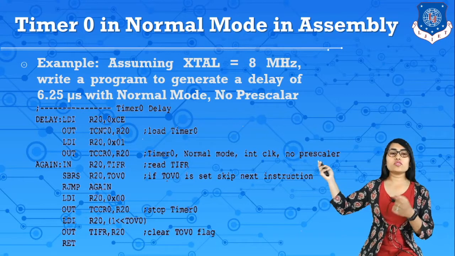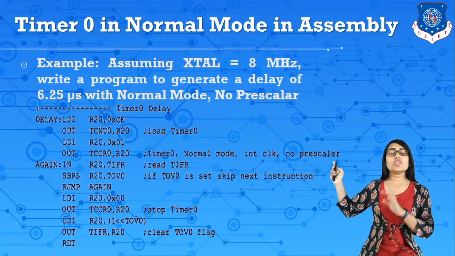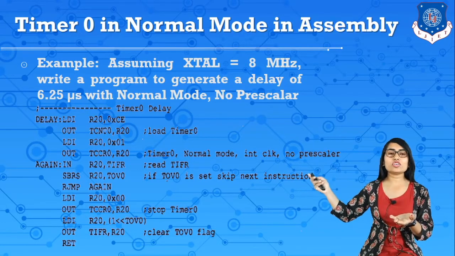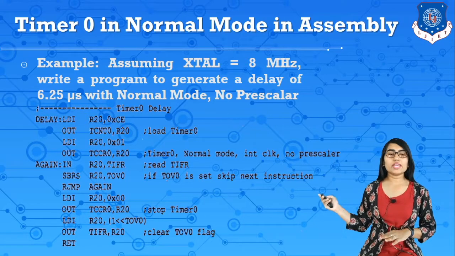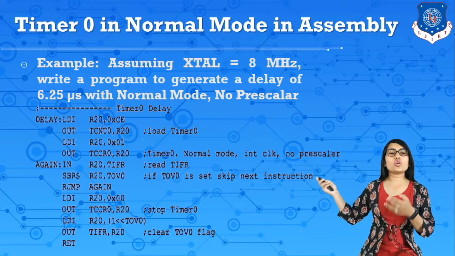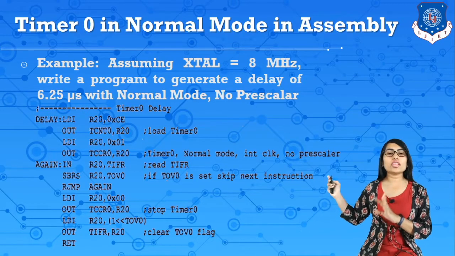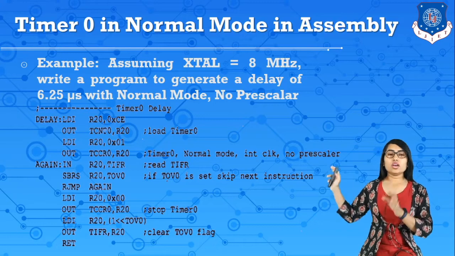So the first line is LDI R20, 0xCE. We want to load this value in the TCNT0 register, so we use a dummy register, load this value, and then use the out instruction. So OUT TCNT0, R20. Here we load the value of timer 0, so TCNT0 is equal to CE.